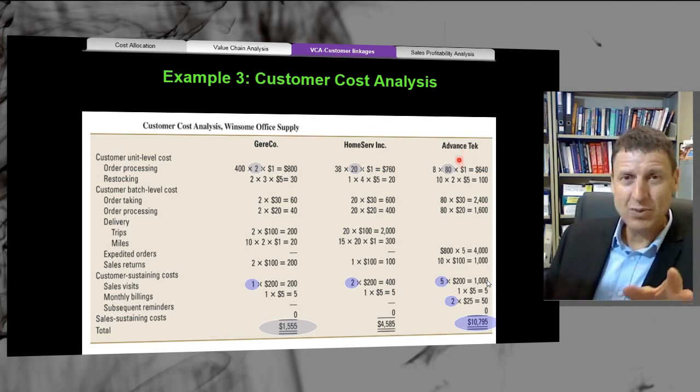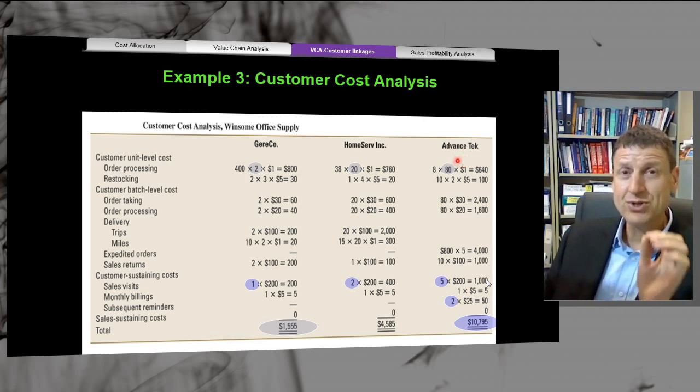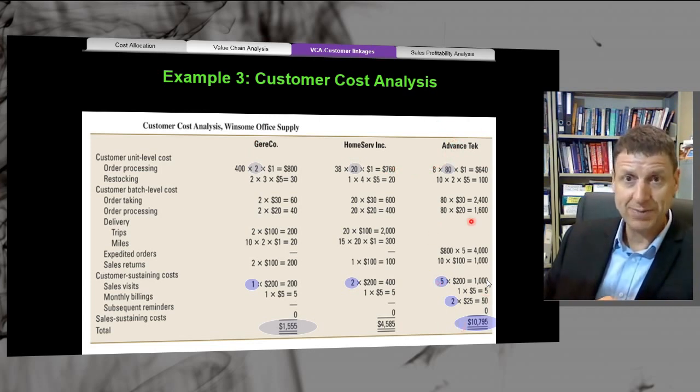Again, this is what this analysis is all about, to force you to think as a manager. Do you want to keep all of these customers on your books when one is really, really expensive? One is very, very cheap. Let's come back to that in a minute. Remember, let's have a look.